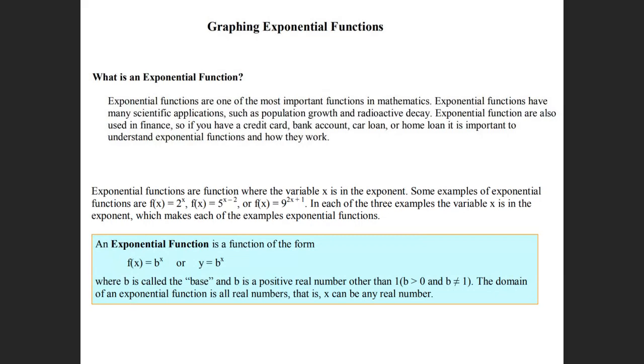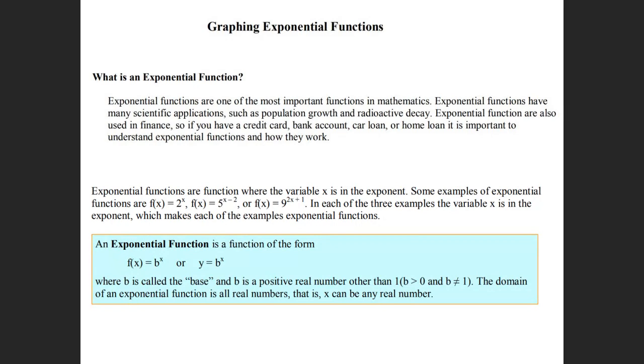Exponential functions are also used in finance, so if you have a credit card, bank account, car loan, or home loan, it is important to understand exponential functions and how they work. Exponential functions are functions where the variable x is in the exponent. Some examples are f of x equals 2 to the x, f of x equals 5 to the x minus 2, f of x equals 9 raised to the 2x plus 1 power.